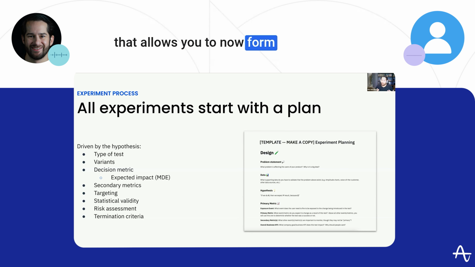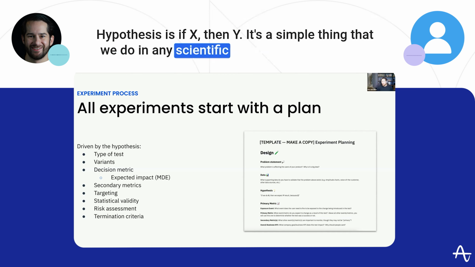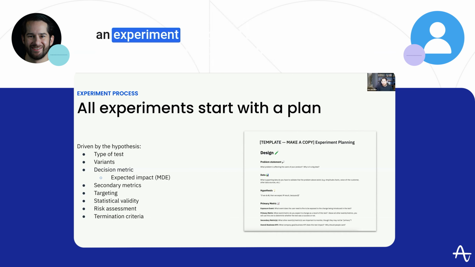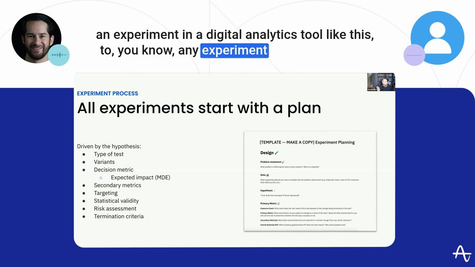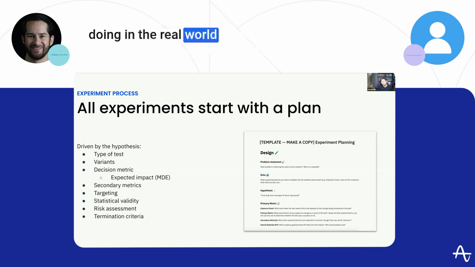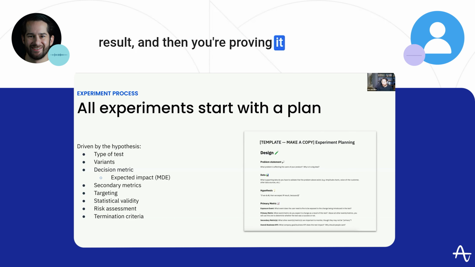That allows you to now form a hypothesis. Hypothesis is if X, then Y. It's a simple thing that we do in any scientific experiment, whether it's an experiment in a digital analytics tool like this or any experiment that a scientist is doing in the real world, where you're trying to figure out if we do X, then we believe Y will result, and then you're proving it right or wrong.